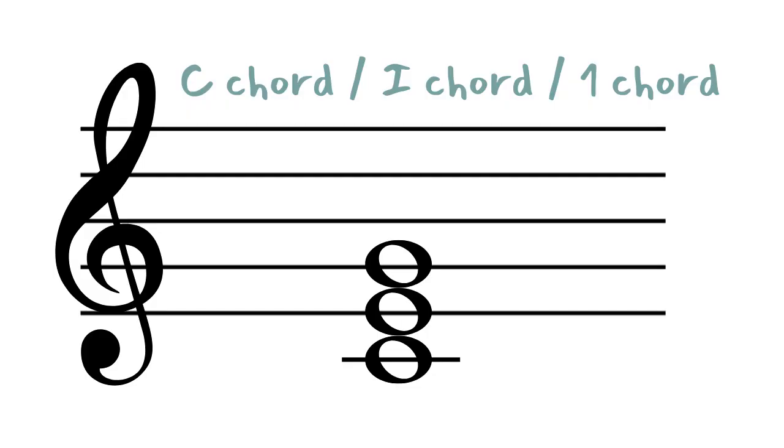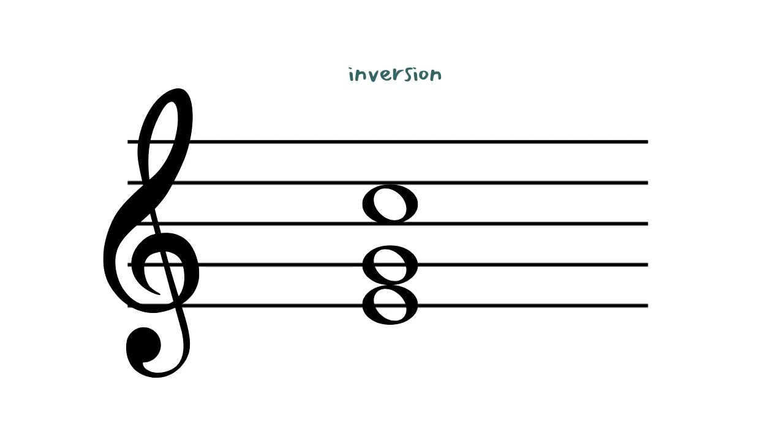Now, inversions are when we take one of these chords and we change the arrangement of the notes around. For example, for the C major 1 chord, I can arrange this as C, E, G, then E, G, C, then G, C, E, and then back to C, E, G. Those are all inversions of the bass C chord. And that is all an inversion is. It's just taking the same letters and rearranging them.